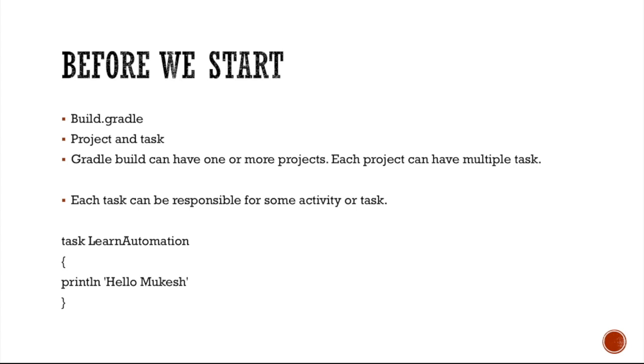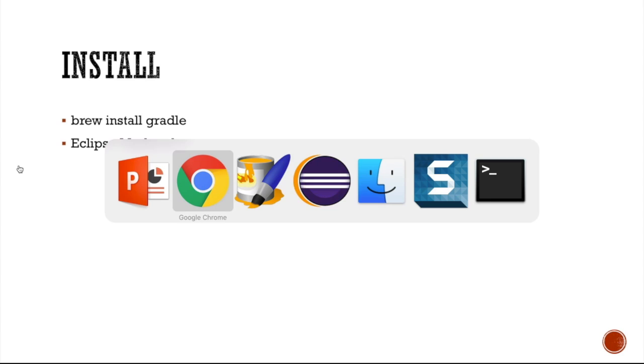So let's see this, and before we start you need to install this in your system. We will be installing Gradle first of all from the terminal on Mac, so that I can run my Gradle build from the command prompt or from the terminal. And if you want to start with Gradle, you need to have the Gradle plugin in your Eclipse as well. Let's see one by one.